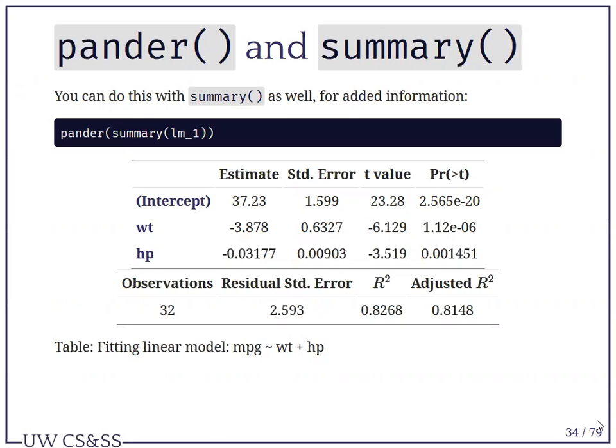You can also hand it summary, and it will put in the right place things like the number of observations that you had, the R squared and the adjusted R squared. Again, we're better than that. We don't need those.